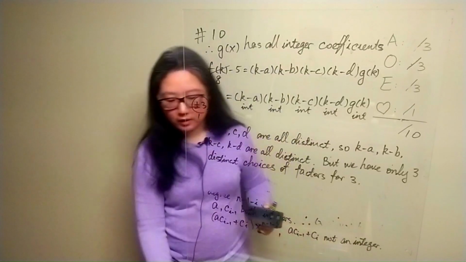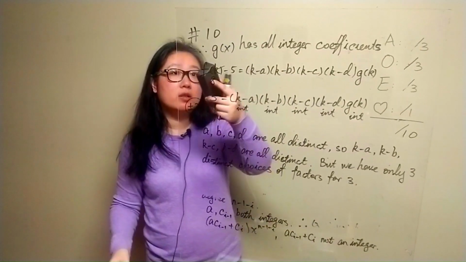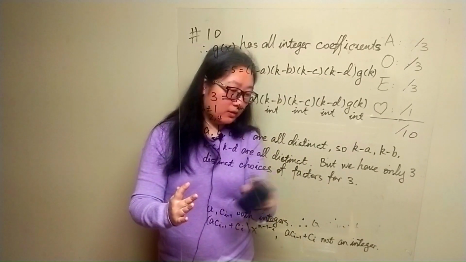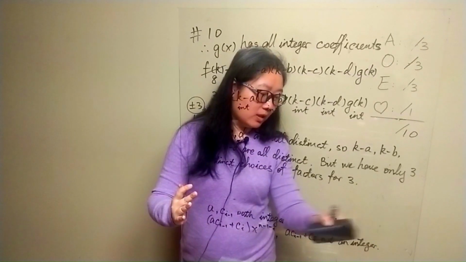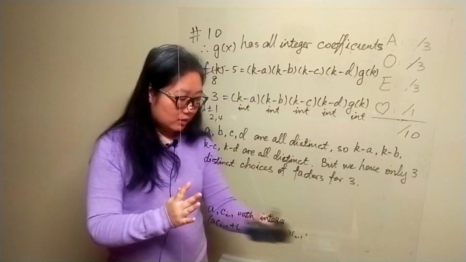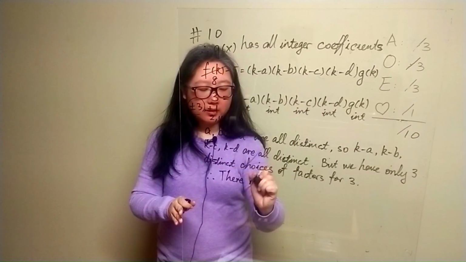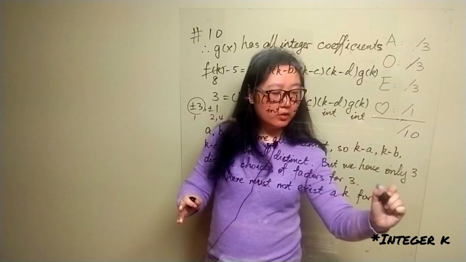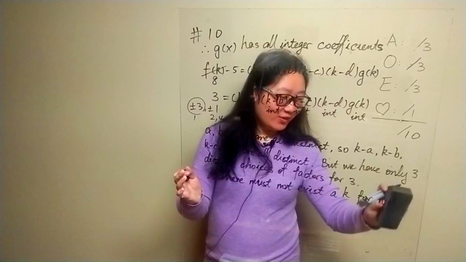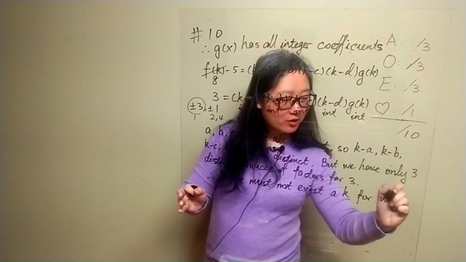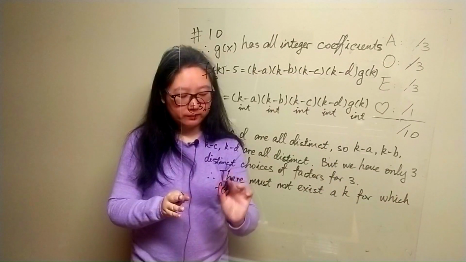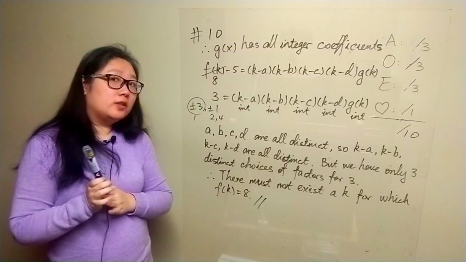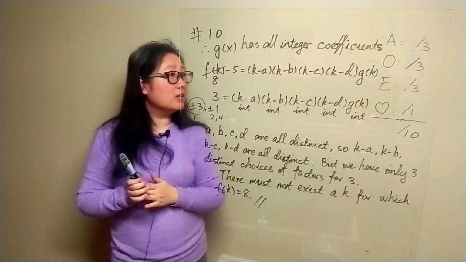Now, if I were writing a formal proof, I'd have to start by something along the lines of assuming there's a k that exists that makes f of k equal to 8. But I didn't. Therefore, there must not exist a k for which f of k equals 8. And we're done. Slightly more involved than the other questions, I guess.